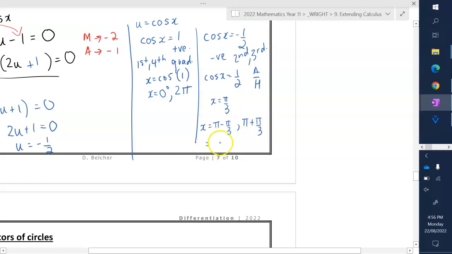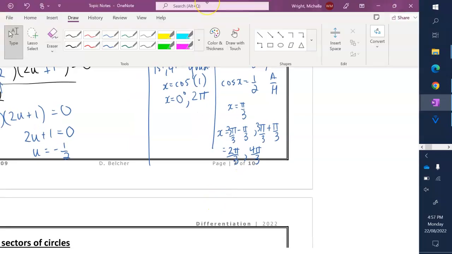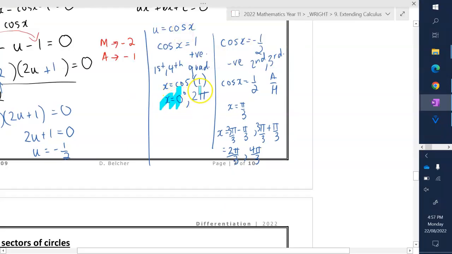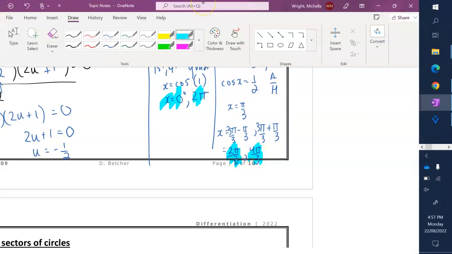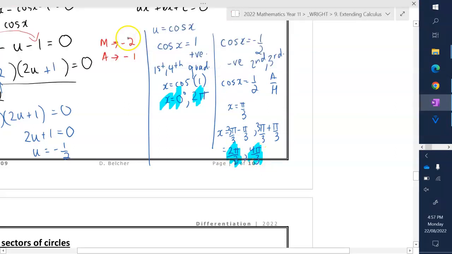If you want to pause and double check that, you can simplify that. I'm going to put them both over 3 so I can group them together, and I'm going to get 2 pi over 3, and I'm going to end up with 4 pi over 3. So my solutions are 0, 2 pi over 3, and 4 pi over 3. I should probably write that down as a solution.